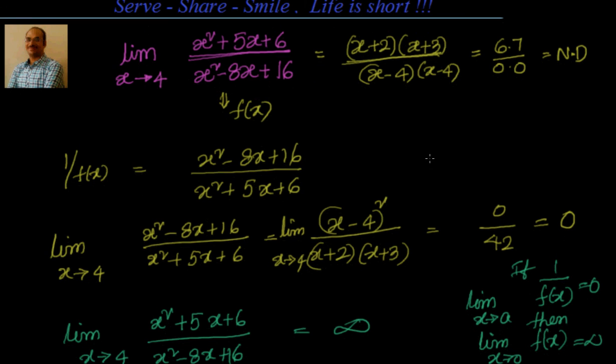So whenever you see problems like this, which you cannot solve by rationalization or factorization, but you see that by substituting the value, the denominator becomes 0, which cannot be solved. What we can do is reverse the function and apply this particular rule. If f of x is not defined at x equal to 4, I can reverse that and find that the limit of 1 by f of x is 0. So I can go back and say f of x will tend to infinity.